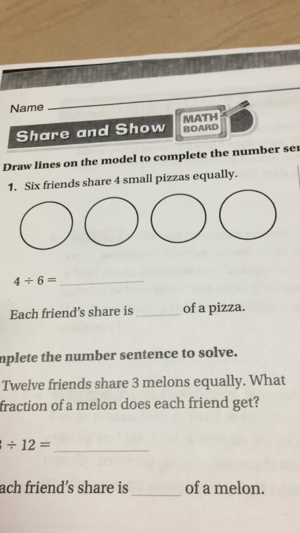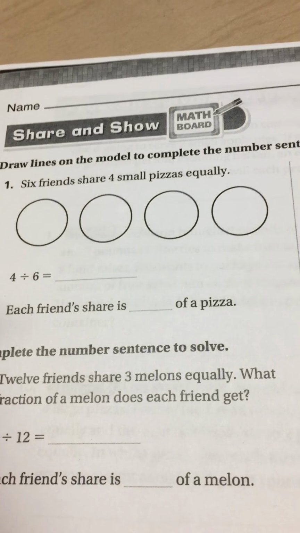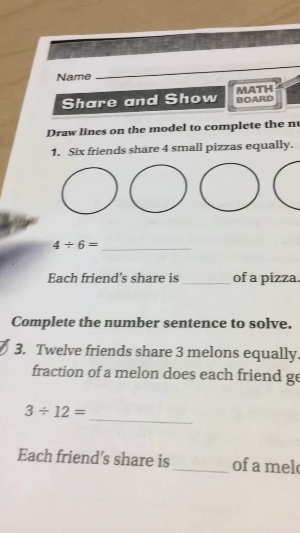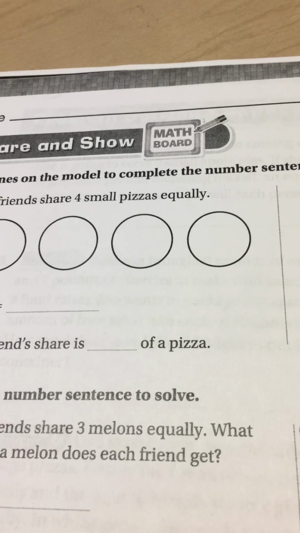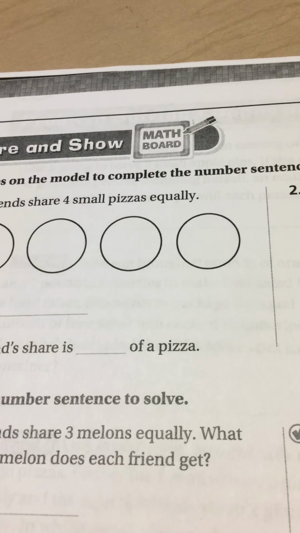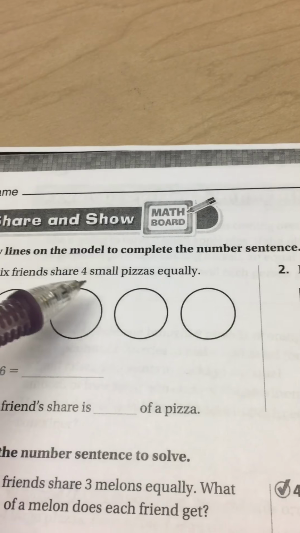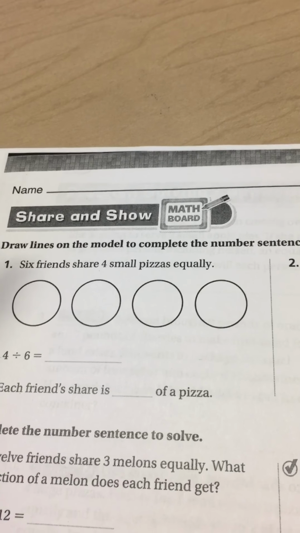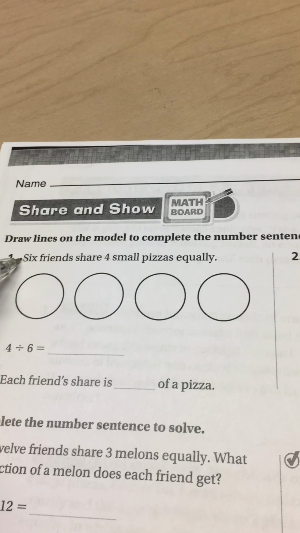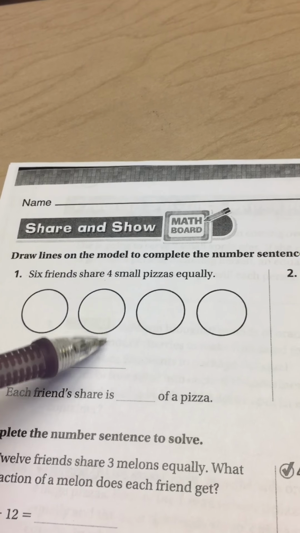6 friends share 4 small pizzas equally. Okay, and they did the equation for you already, but it looks like they want you to draw lines on the model to complete the number sentence. So that would mean I'd have to do kind of what I did over here to cut these up. I have 4 pizzas, 1, 2, 3, 4, and how many friends are sharing them? 6. So that means I would have to cut these into 6s.